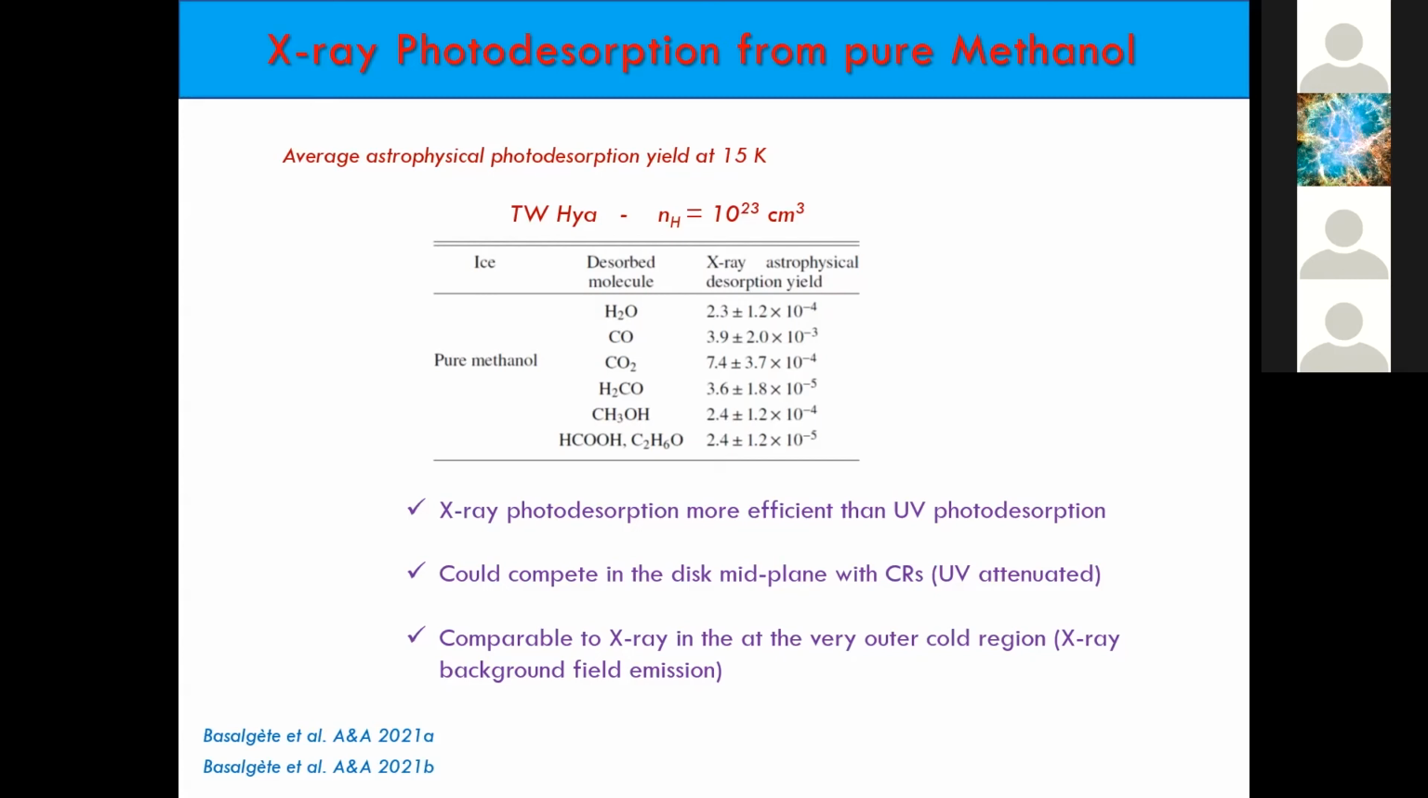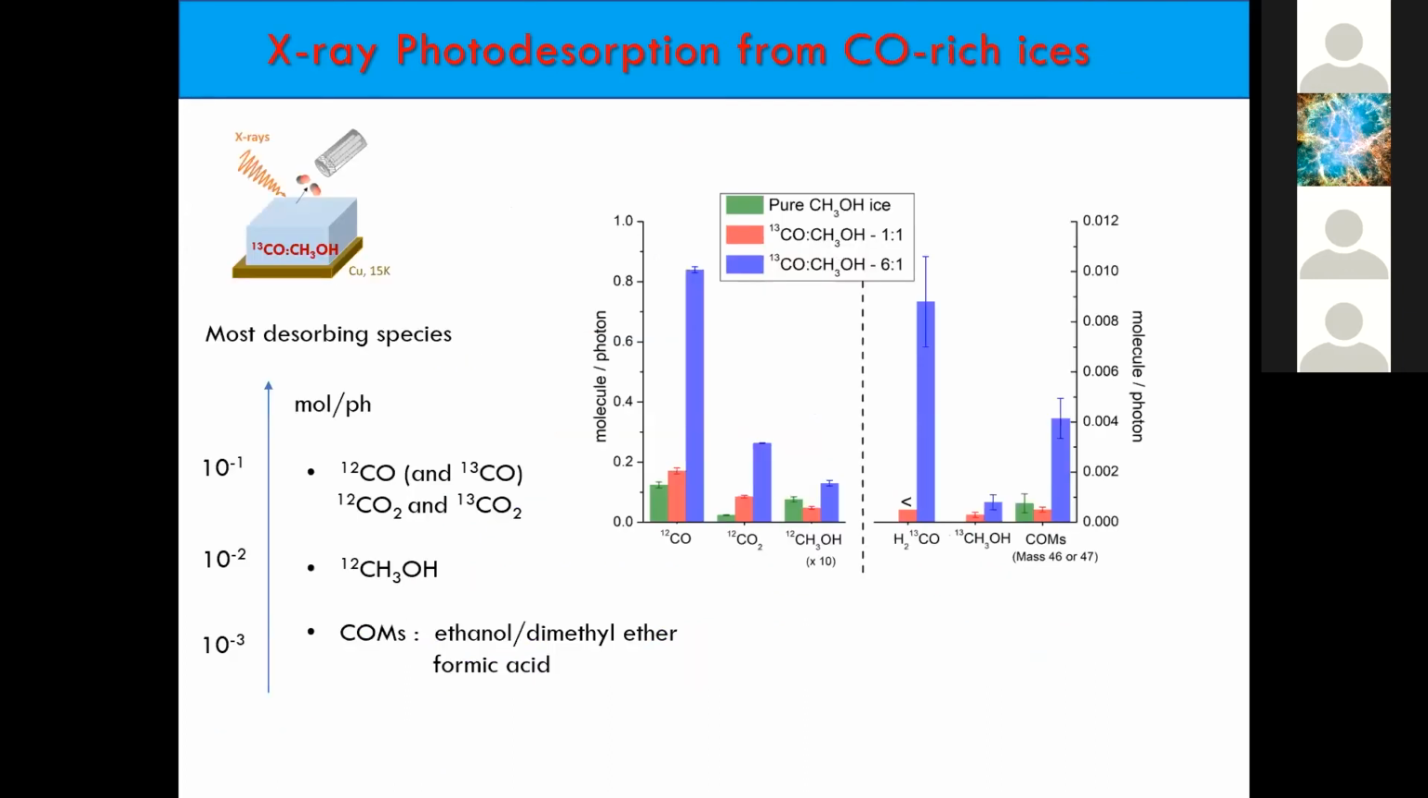Now, if we want to be a little bit more realistic, we need to consider that methanol can be mixed with CO, for example. And so what happens when we start to mix? Here we put 13CO around methanol. When it's not written, it's 12C. And we compare, in green, pure methanol, an equal amount of CO and methanol, and a sample where methanol is diluted into CO.